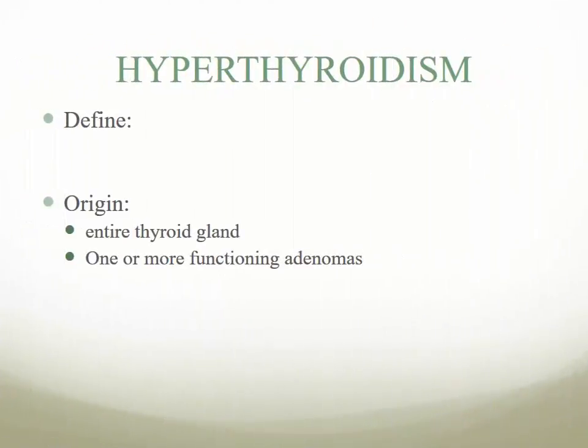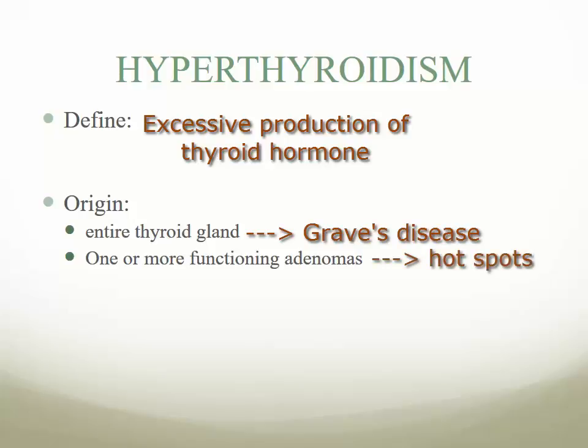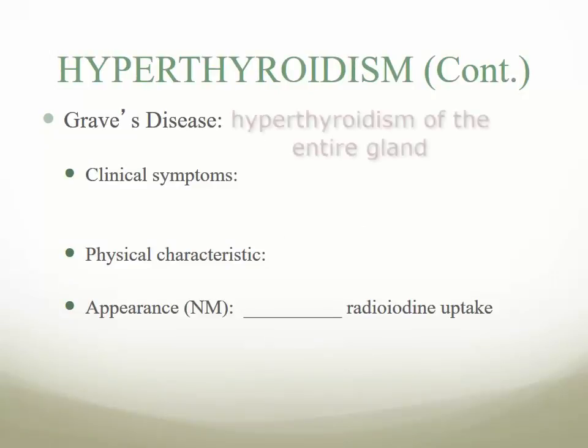Hyperthyroidism refers to the excessive production of a thyroid hormone. The origin can be the entire thyroid gland, which in that case would be Graves' disease, or from one or more functioning adenomas, which would be referred to as hotspots. Graves' disease refers to hyperthyroidism of the entire gland.